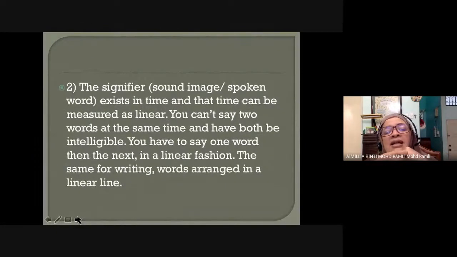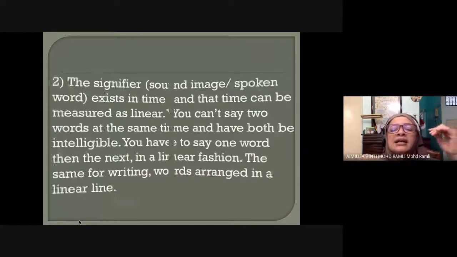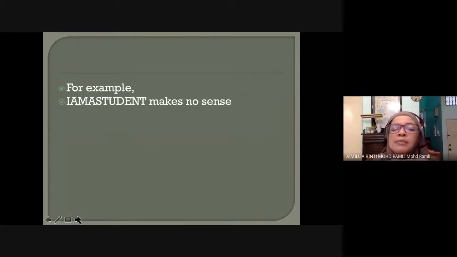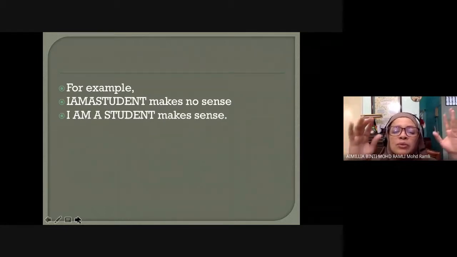Number two, the signifier, sound image, and spoken word exist in time, and that time can be measured as linear. You can't say two words at the same time and have both be intelligible. You have to say one word and then the next in a linear fashion. The same goes for writing, with words arranged in a linear fashion. For example, you cannot say "I'm a student" all at once, it makes no sense. You have to say a word at a time: I am a student.